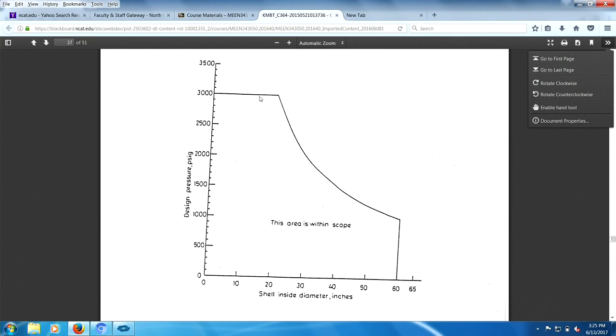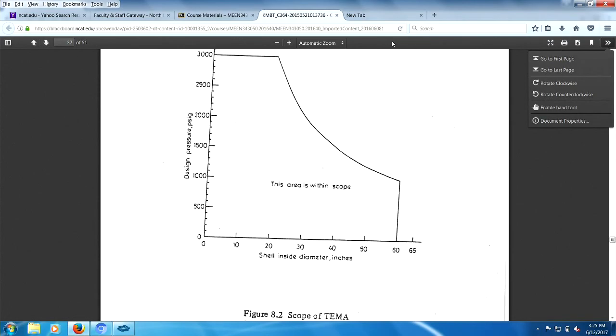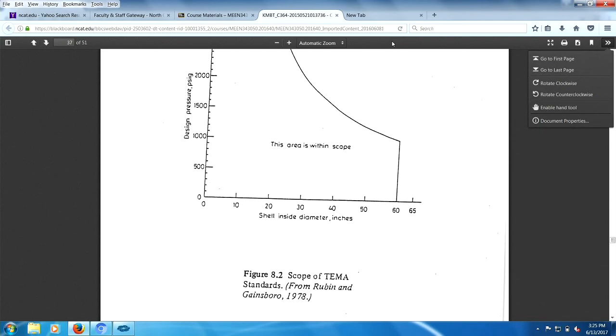Anyway, it goes up to about a 20-inch shell, inside diameter shell. We don't talk about wall thickness here. And then for some strange reason, it comes down to 60 inches here. You can go to 1,000 PSI. Now, this is probably the scope of TEMA standards. That may have changed over the years. Anyway, the important one right here is 300 PSI. See the line across at 300 PSI?